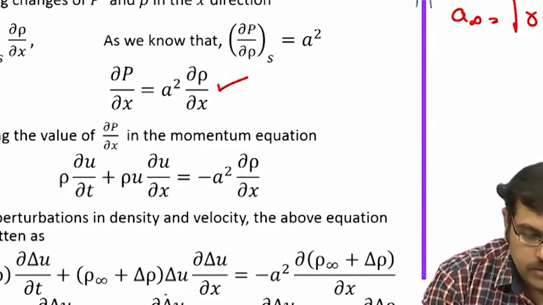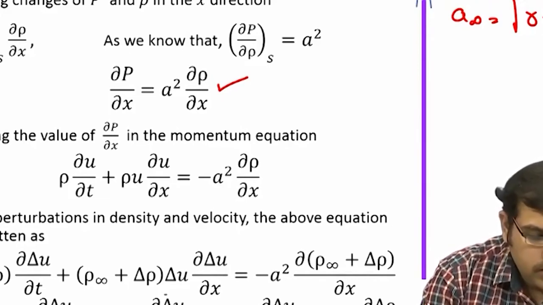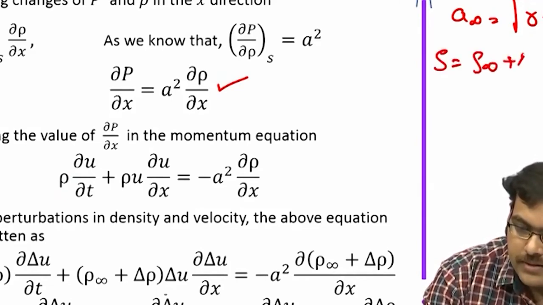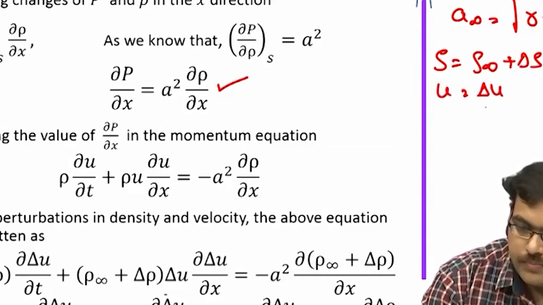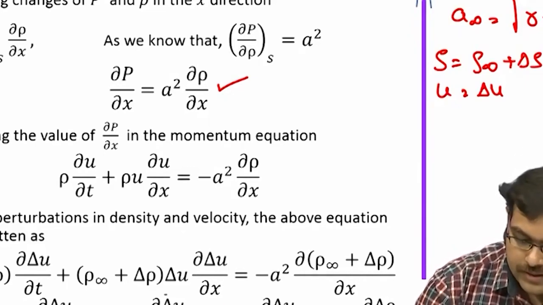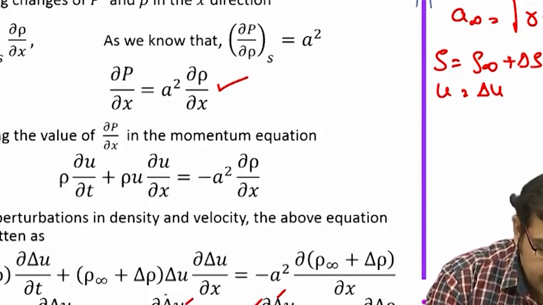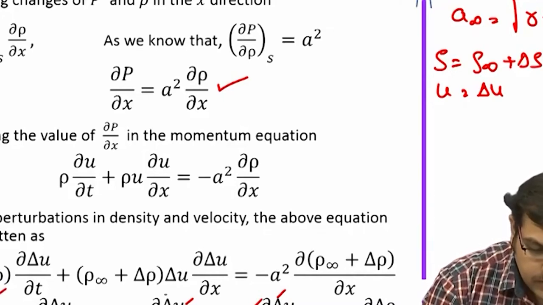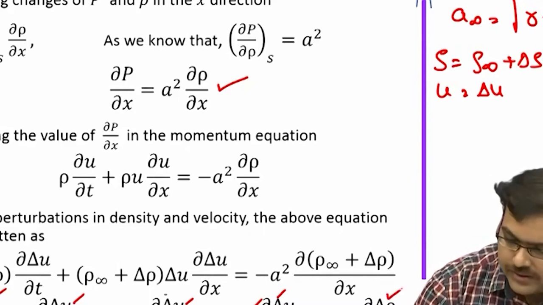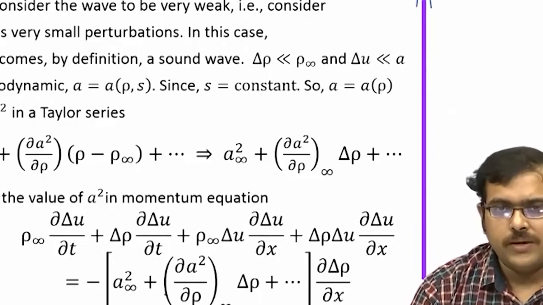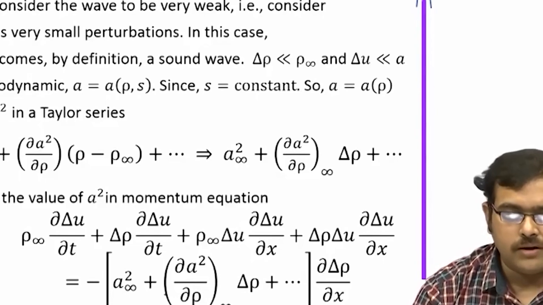Now rho is again rho infinity plus delta rho, u is delta u, and you can substitute them again and follow the same guiding principles, that such delta rho delta u terms are very small. Again these terms are very small, this term is significant, this term is small, and this term is significant, so there are two significant terms over there. Now these are very weak waves, infinitesimal amplitude, very very small perturbations.